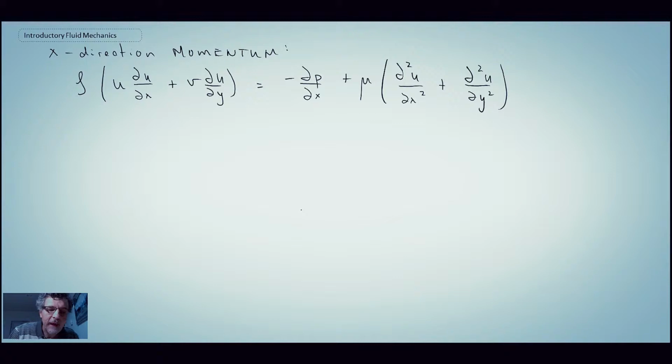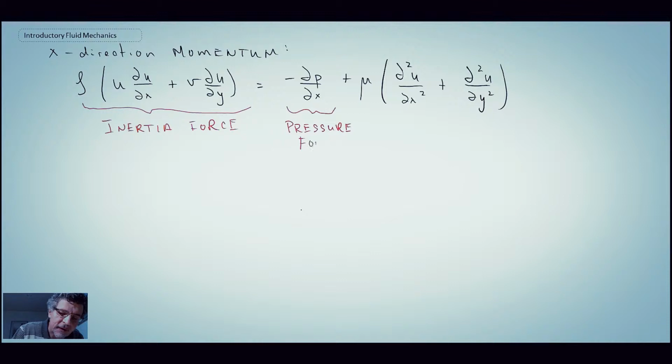So here we have the x momentum equation. The terms on the left-hand side, these are the inertia force terms. And then this here is the pressure force term, and that's related to the pressure gradient. And then finally we have the viscous force terms. And so within the fluid element, all of these are in balance with one another.